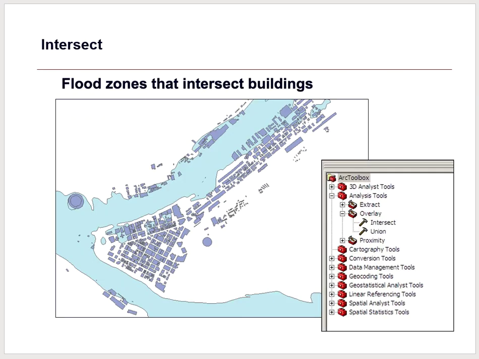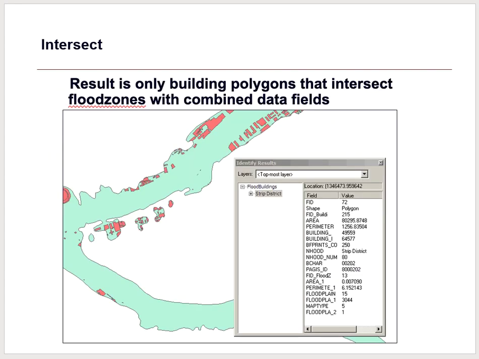So in this example, we have flood zones that intersect buildings. So the blue is the flood zone, and then we have the polygons in a purple shade representing buildings. So the result is only building polygons that intersect flood zones with combined data fields. So we could see that the output layer is showing us our buildings that intersect with the flood zones, and the output layer color-coded it as red.